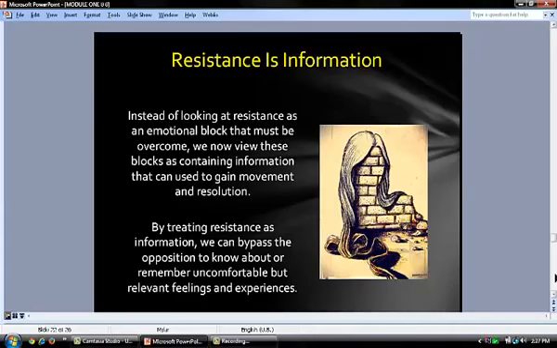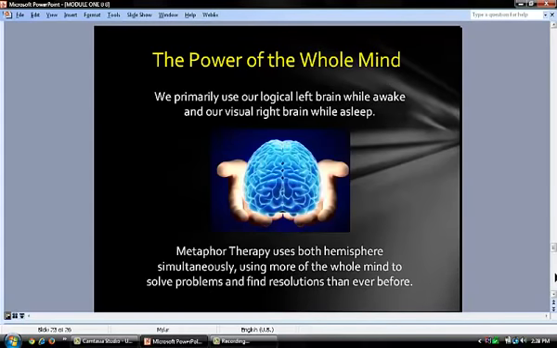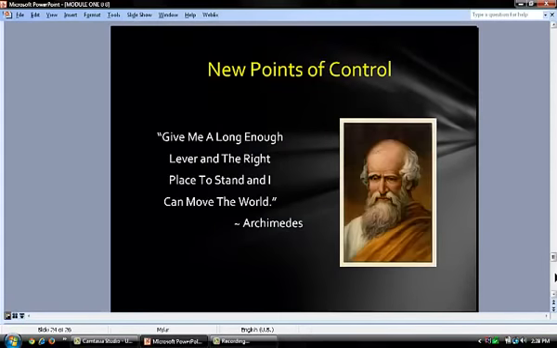While we mostly use our logical left brain while awake and our visual right brain while asleep, during a metaphoric conversation we are, in effect, using the left brain and the right brain at the same time. In other words, using more of your whole brain than ever before provides different perspectives on a problem as well as solutions not considered before. Archimedes once said, "Give me a long enough lever and the right place to stand, and I can move the world." With metaphor as a lever for change and the subconscious mind as the place to stand, you can move your world.